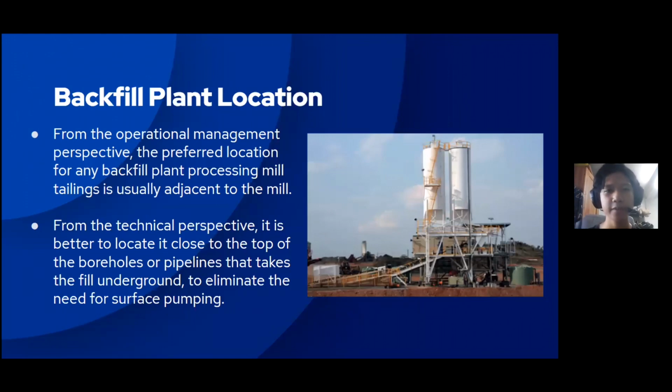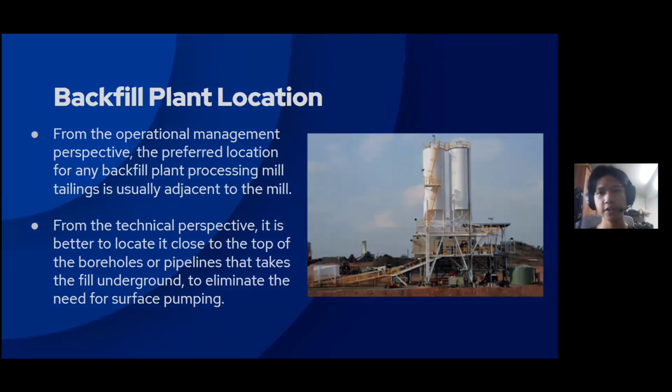Here is the backfill plant location. The picture on the right is an example of the backfill plant. There are two perspectives for deciding the plant location. From the operational perspective, the preferred location for backfill plant processing is usually adjacent to the mill. But from the technical perspective, it is better to locate it close to the top of the boreholes or pipelines that take the fill underground.